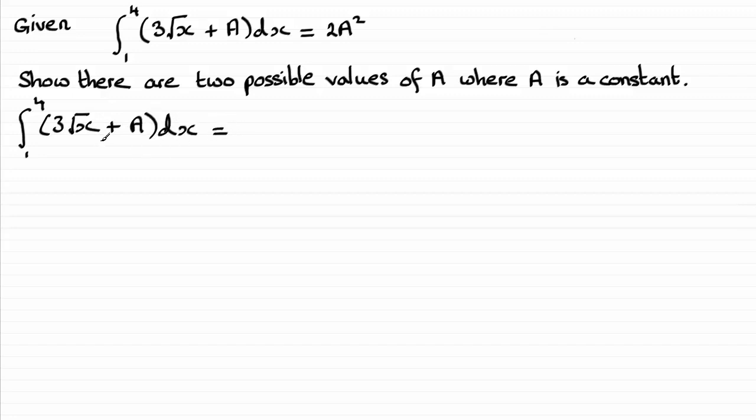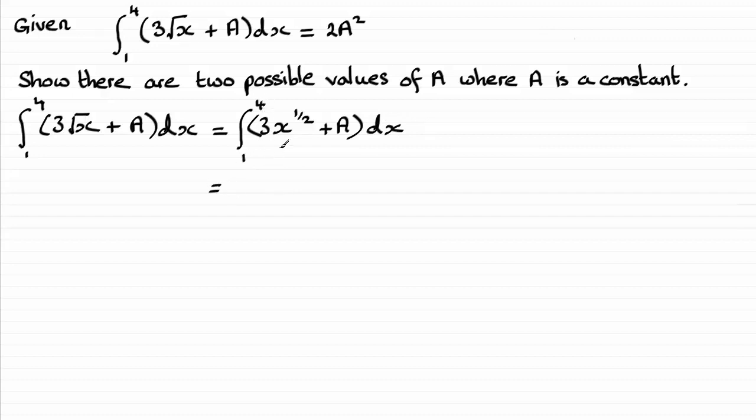So in the usual way, what I need to do is just reconfigure root x. Remember, that's 3 times x to the power half, and then we've got that constant plus a. So put that in brackets there because there's more than one term, and we're integrating it with respect to x between the limits 1 and 4.